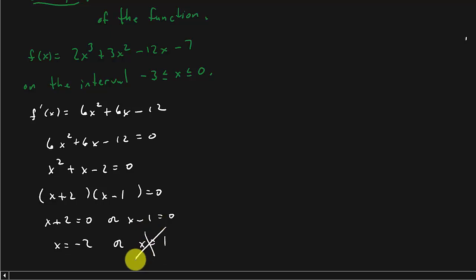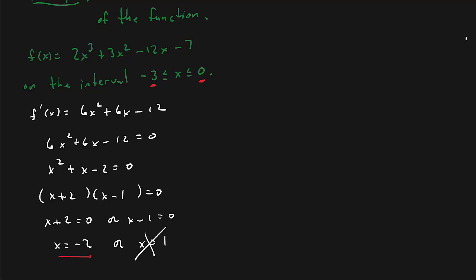So we can actually cross this one out. And why can we cross that one out? Because 1 is not between negative 3 and 0. Those are the only numbers that we're looking at. Okay, so we have x equal negative 2, we've got negative 3, and we've got 0. Because remember, that's what it said. It says evaluate the function f of x, the original function, at the two endpoints, negative 3 and 0, and at the critical numbers, negative 2. Well, the critical numbers that are in this interval.